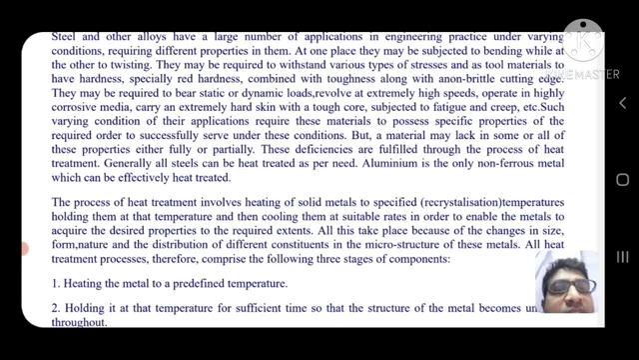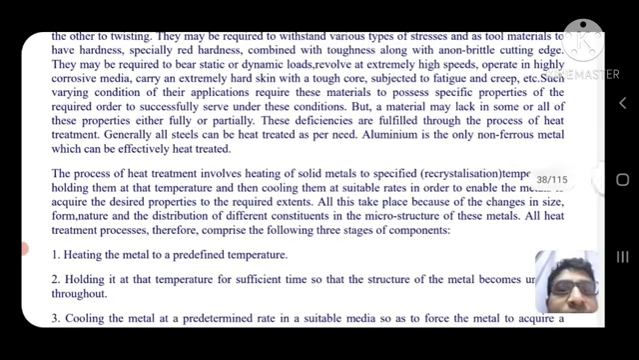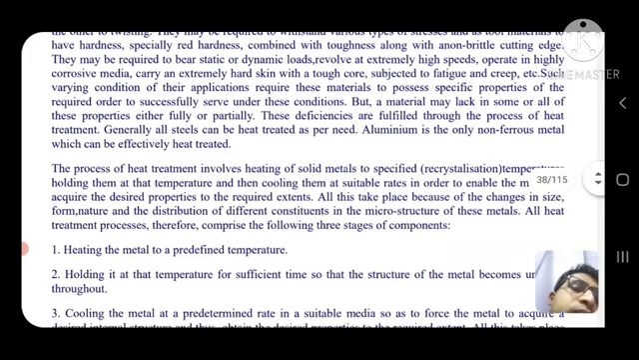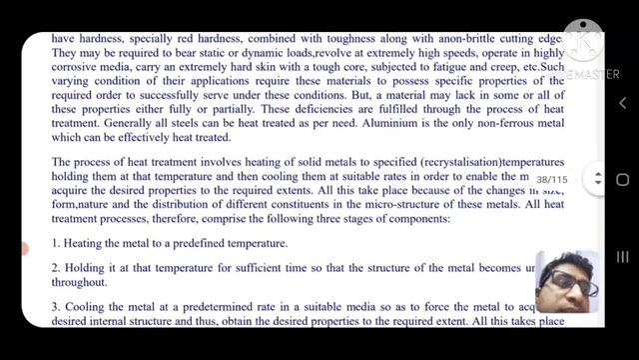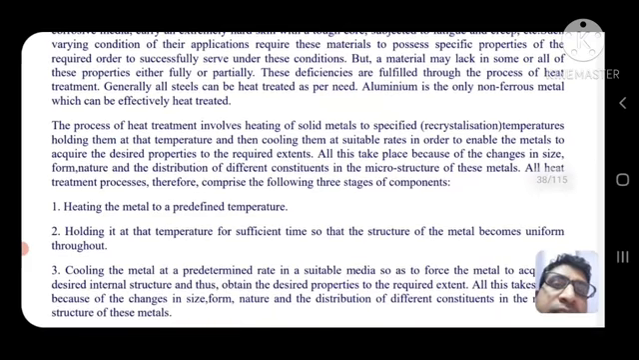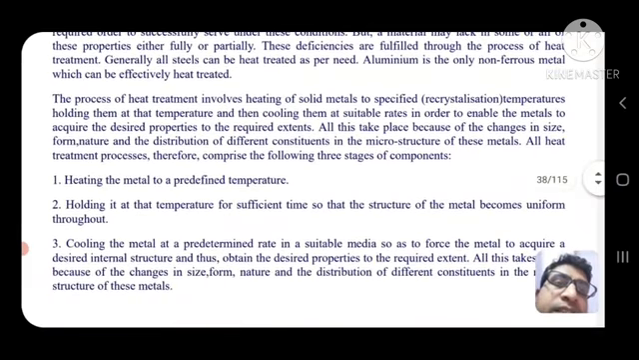Generally, all steels can be heat treated as per need. Aluminium is the only non-ferrous metal which can be effectively heat treated. The process of heat treatment involves heating of solid metal to a specified temperature, holding it at that temperature, and then cooling it at suitable rates in order to enable the metal to acquire the desired properties to the required extent.